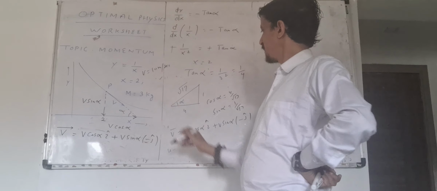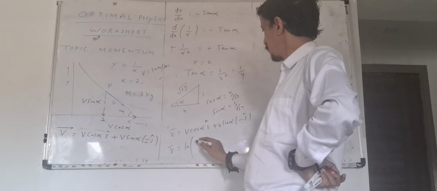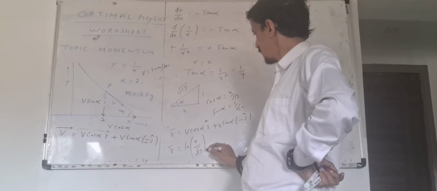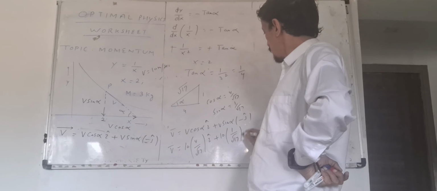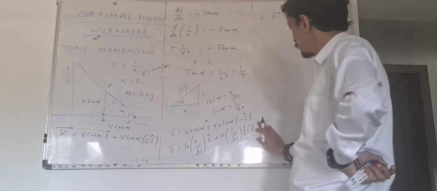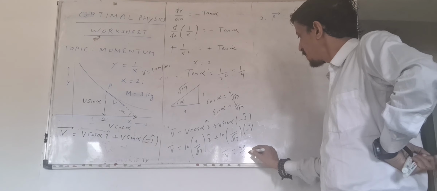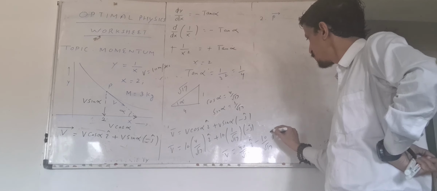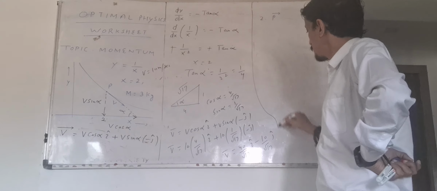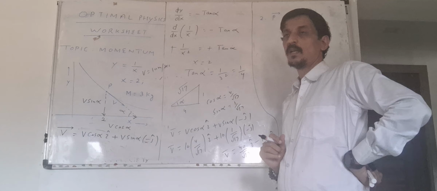V here is given to be 10. So vector v can be written as 10 into cos alpha, 4 by root 17, i cap, plus 10 into sin alpha, 1 by root 17, into minus j cap. So we can say that velocity will be 40 by root 17 i cap minus 10 by root 17 j cap. This is the velocity vector of this particle at this particular instant.